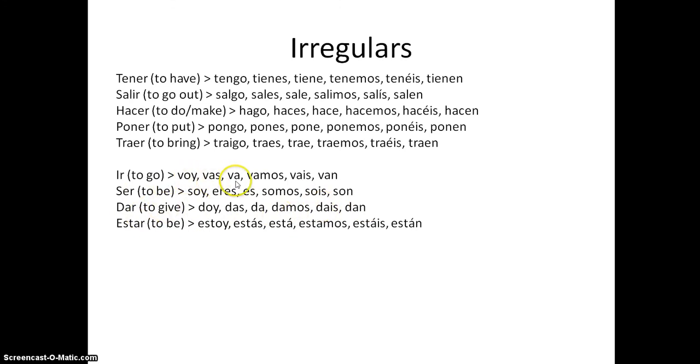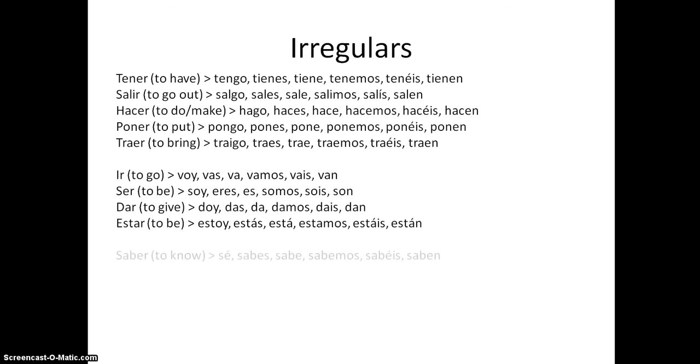So voy, vas, va, vamos, vais, van. Soy, eres, es. Somos, sois, son. Doy, das, da. Damos, dais, dan. And then this one, estoy, estás, está. Estamos, estáis, están. Now this one is basically regular, only you have the accents on it. Otherwise, it means something slightly different if you have them off of some of them.